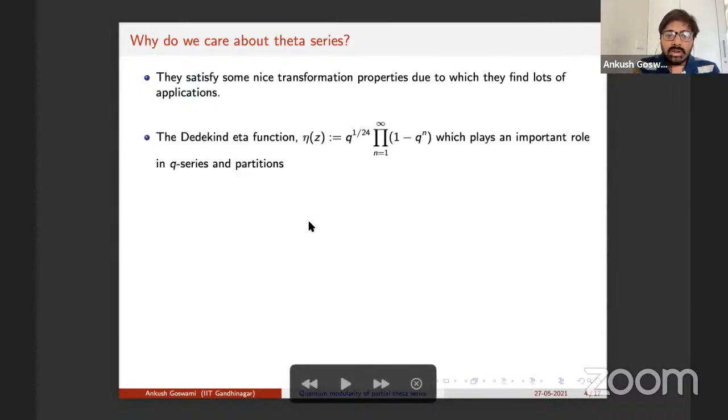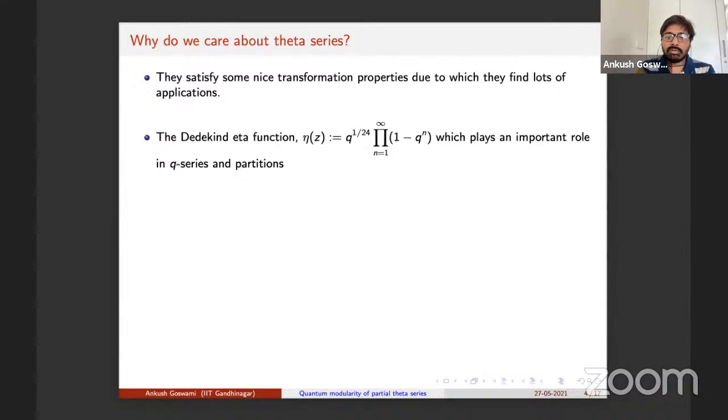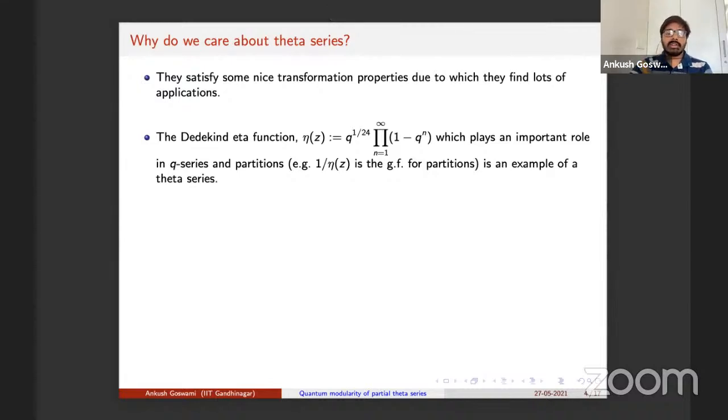If you consider this function, which is called the Dedekind eta function, eta of z, which is defined to be q to the power 1 over 24 times the product n equals 1 to infinity of 1 minus q to the power n, then this function plays a very important role in q-series and partitions. In fact, if you take the reciprocal of this function, it gives you essentially the generating function for partitions.